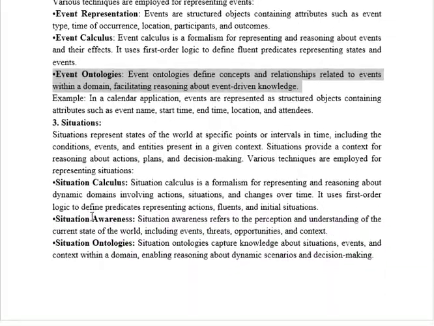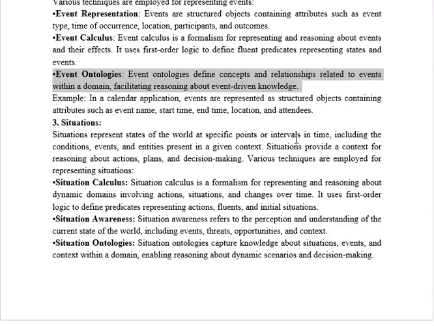So what is a situation generally? A situation represents the states. What is a state? A state is the state of the world at a specific point or interval in time. What is the present state? It includes the conditions, events, and entities present in the given context. So in a particular context, what are the conditions we have to use, what are the events? Those are the situations.